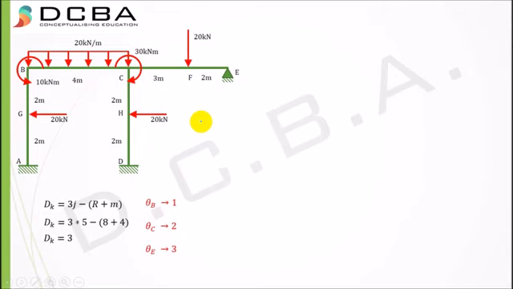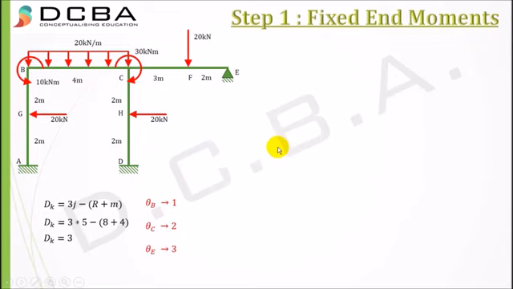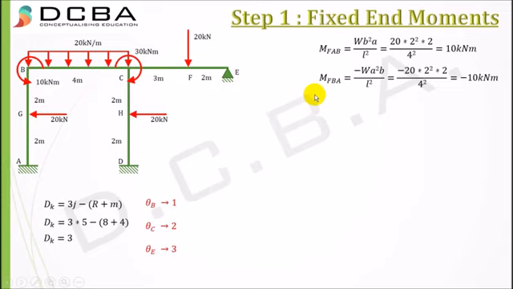Step 1 is not that lengthy, it is just finding fixed end moments. So step 1 is fixed end moments. MFAB is W B squared A by L squared, MFBA is minus W A squared B by L squared. Again, which is A and which is B for member AB? Although, since the load is at the center, both A and B are equal, so you can also use the formula WL by 8 for a center loaded sum.